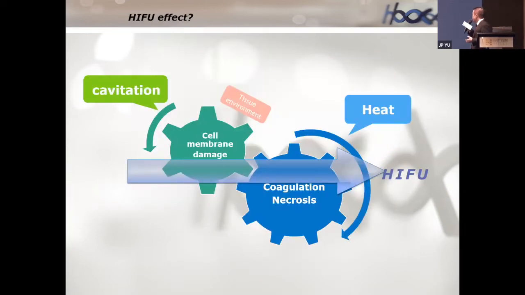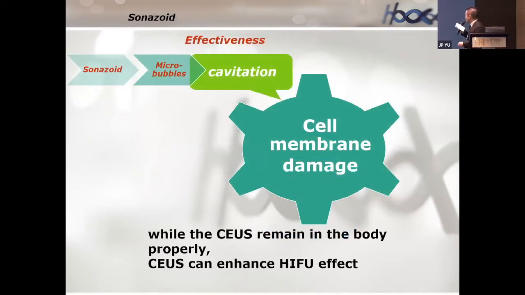Think about the HIFU effect. The main effect is coagulation necrosis by high temperature, and the other effect is cavitation. This cavitation damages the cell membrane. If we use a CEUS agent like Sonazoid, this microbubble can make more cavitation. So if we use CEUS, it makes more cavitation effect, and this makes a stronger HIFU effect.